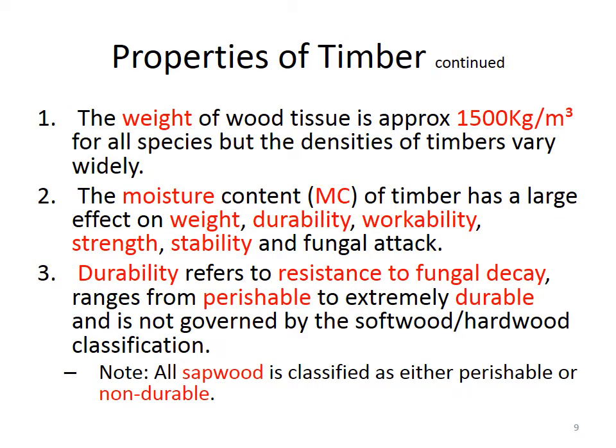Properties of timber continued. 1. The weight of wood tissue is approximately 1,500 kilograms per cubic meter for all species, but the densities of timbers vary widely. Number 2 there, the moisture content, MC, of timber has a large effect on weight, durability, workability, strength, stability and fungal attack. So the moisture content is extremely important. It's important to keep the moisture content low.